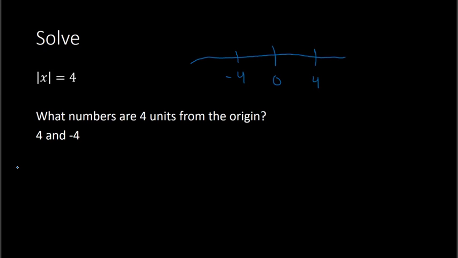And I can test that. I can put those numbers in for x. If I put in a -4, the absolute value of -4 would indeed equal +4. It's going to take whatever's inside and make it positive. And also the absolute value of +4 would equal +4. So my solution would be 4, or it could be -4. And this symbol right here just means therefore. So therefore x would equal 4, or x equals -4.